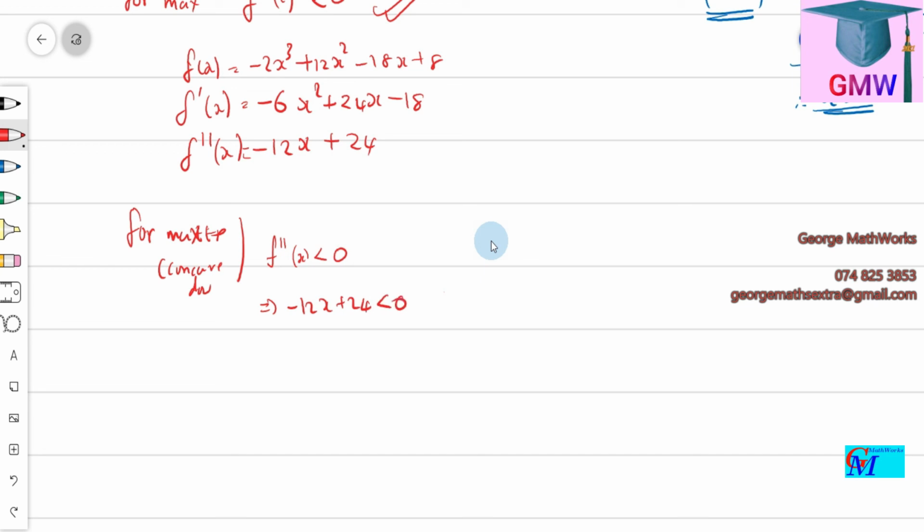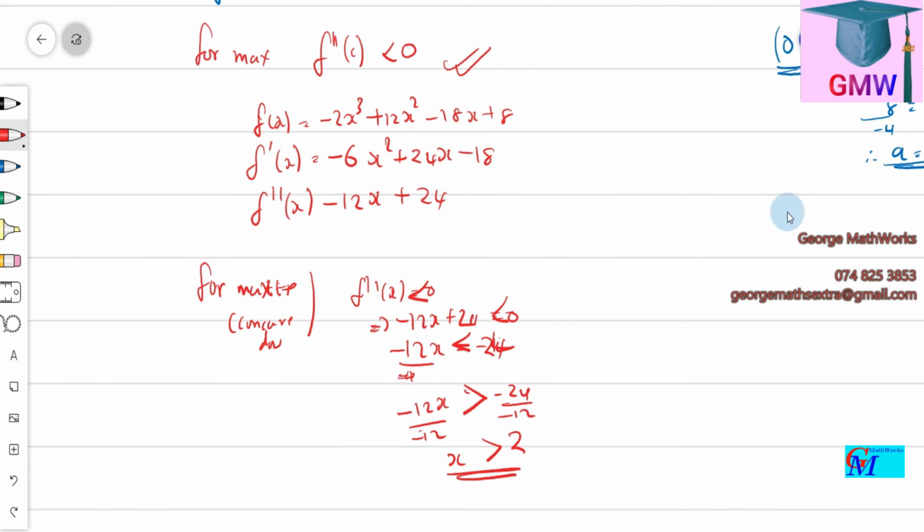Now we deal with inequalities the same way we deal with equations, except for one rule. When you multiply or divide both sides of an inequality by a negative value, you reverse the inequality sign. So at this point, I need to divide both sides by negative 12. Because I'm dividing by a negative, I reverse the inequality sign. Then here, it simply means that our x should be greater than 2.